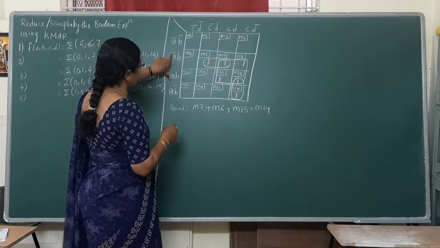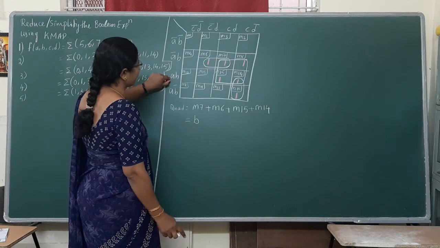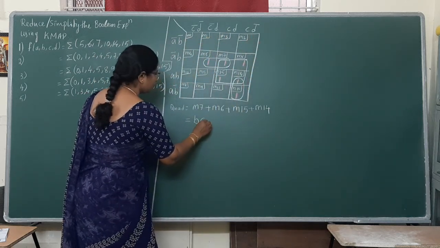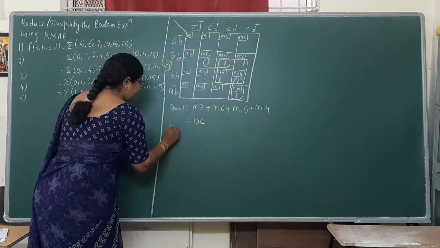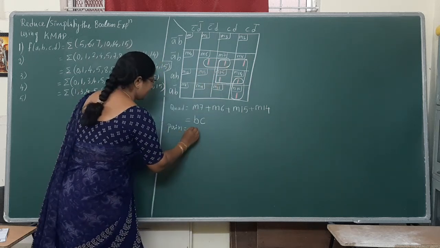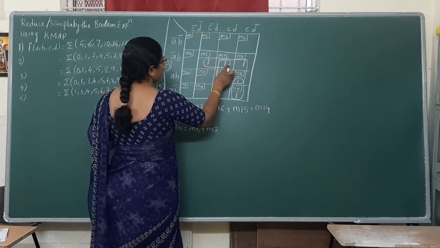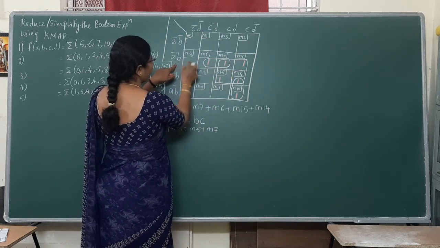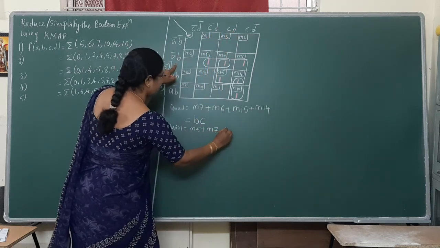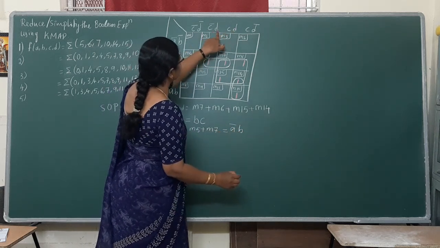Among these two and among these two, what is a common variable? B is a common variable. A complement, A gets cancelled. Among these two columns, what is common? C is common. Quad finished. What is pair 1? Pair 1 is M5 and M7. Among these two, the row is common. What is common for the columns? D is common. So you will get A complement B D. Among these two, D is common.